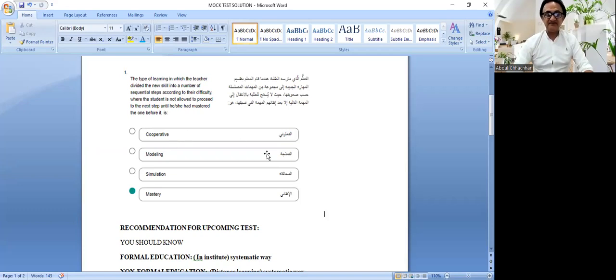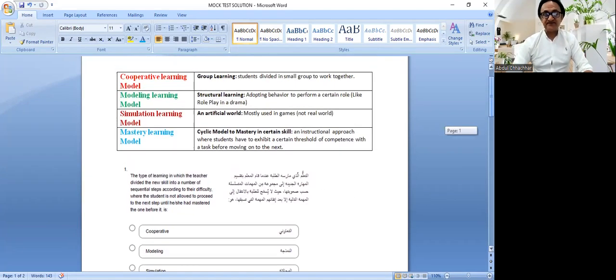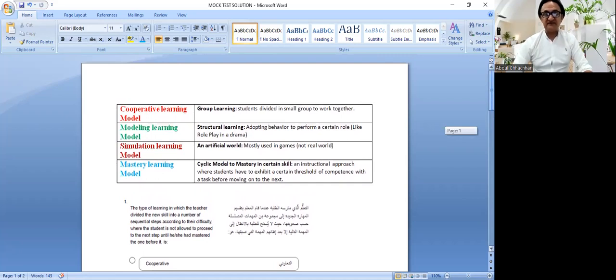But let's talk about the other models which have been mentioned: cooperative, modeling, simulation, because 2 to 3 questions always come from this domain. Now, what is cooperative learning? Cooperative learning means you have to divide the students into small groups to work together. Modeling learning means they have to adapt anything given in characters and perform accordingly. So this is something to copy from.